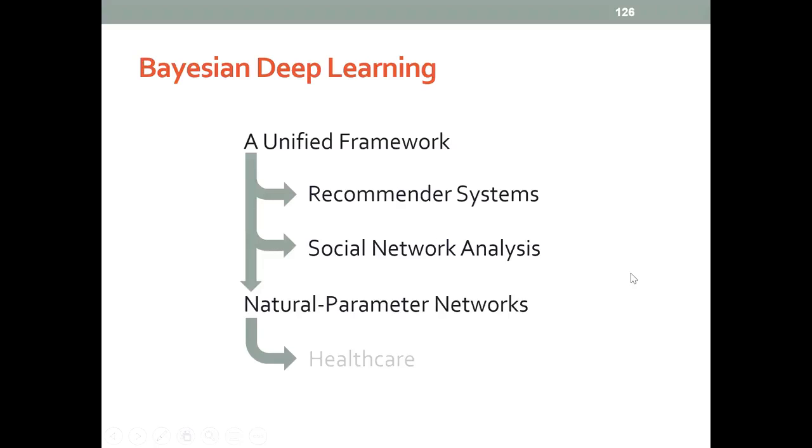And interestingly, the natural parameter network is useful not only for Bayesian deep learning models, it can also be used as building blocks for a lot of other models, like in domain adaptation or deep Bayesian networks. And so now I will talk about more recent work on using these natural parameter networks as building blocks, with some applications in healthcare.